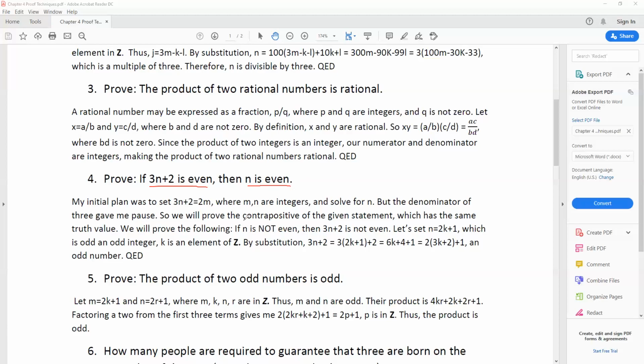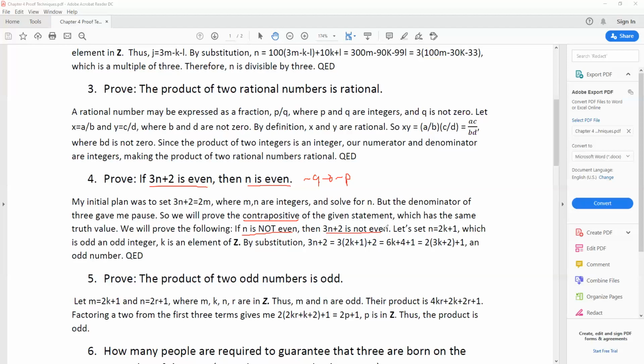Well, the contrapositive has the same truth value as its conditional. The contrapositive is not q implies not p. So not q implies not p. This is equivalent to if p, then q. I decided to prove the contrapositive. The contrapositive would say if n is not even, then 3n plus 2 is not even.